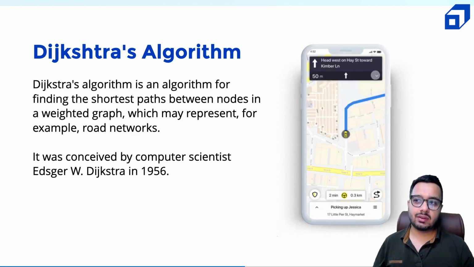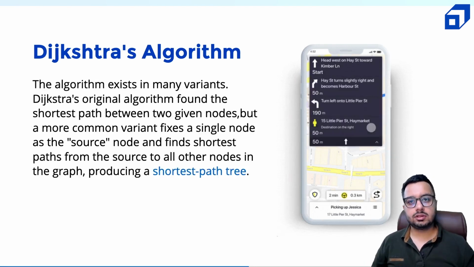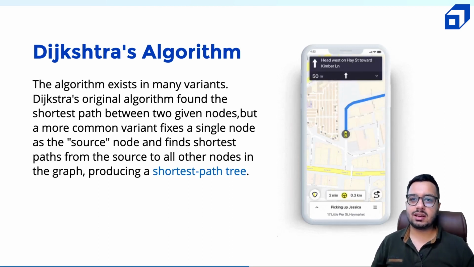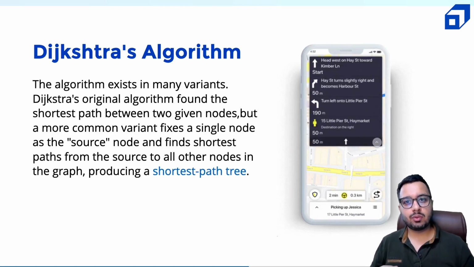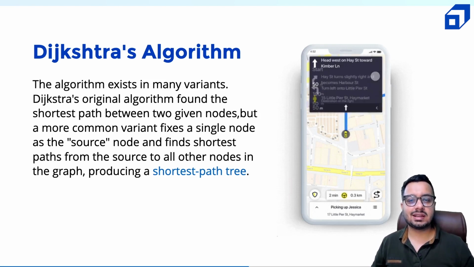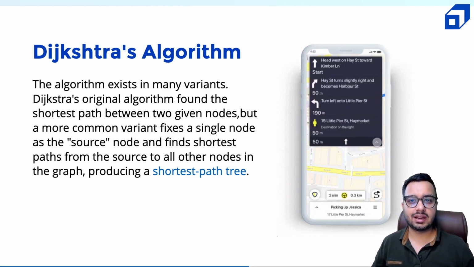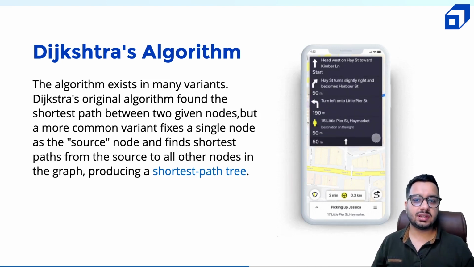It was invented by computer scientist Dijkstra in 1956, and it has many other applications as well. This algorithm exists in many variants, and the original algorithm found the shortest path between two given nodes, but we will do a more common variant in which we build it as a single source shortest path algorithm. That means starting from a single source, it will find the shortest path to all other nodes in the graph, thus producing a shortest path tree.